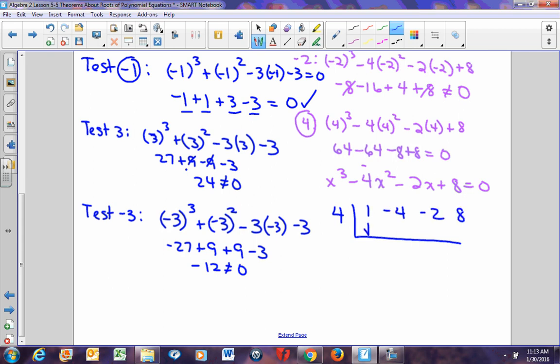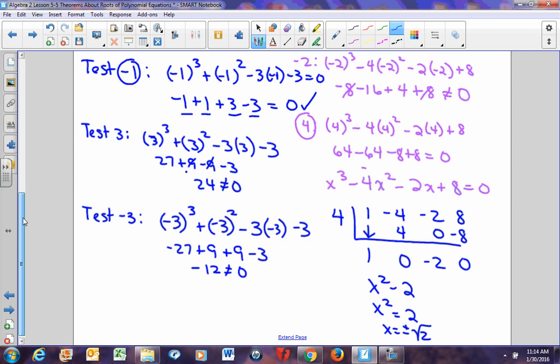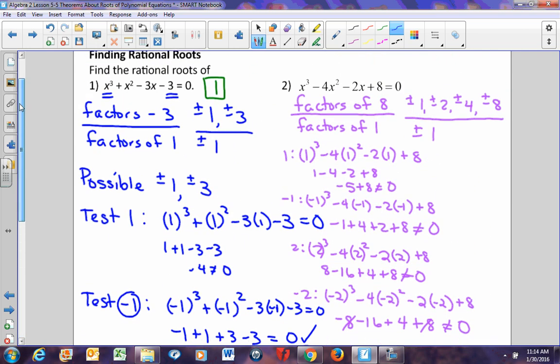So bring this down. 1 times 4 is 4, that's a 0, 0 times 4 is 0, that's negative 2, negative 2 times 4 is negative 8, so that's 0. So now I have x squared minus 2. Now I know that x squared minus 2 is going to give me an irrational number, because I'm going to have x squared equals 2, so x is going to equal plus or minus the square root of 2, which is irrational. I was told to find the rational roots. So the only rational root of this problem is 4.